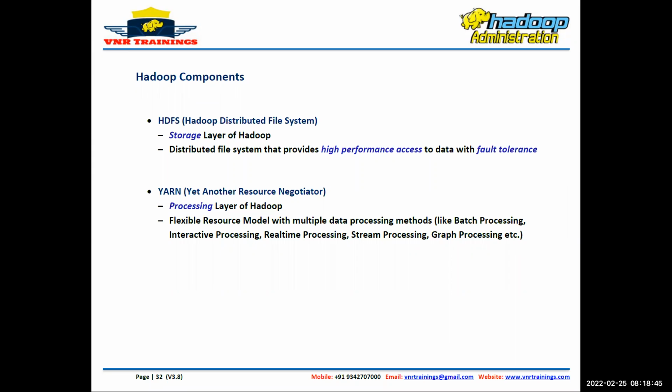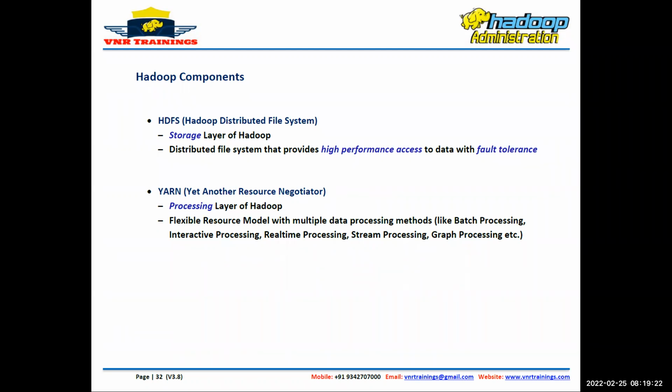When I say HDFS, HDFS is a distributed file system that provides high performance access. How does it provide high performance access, guys? How are you getting the high performance with a distributed file system? With parallel writing and parallel reading. With these two, you are getting high performance to the data, but also with fault tolerance.